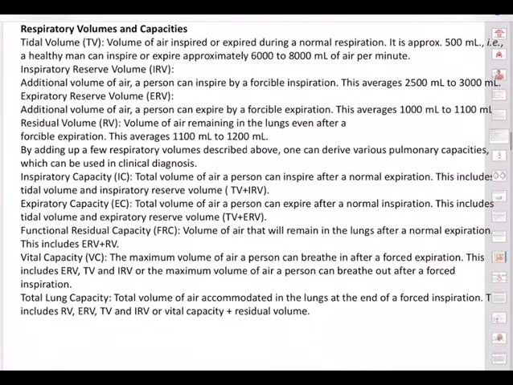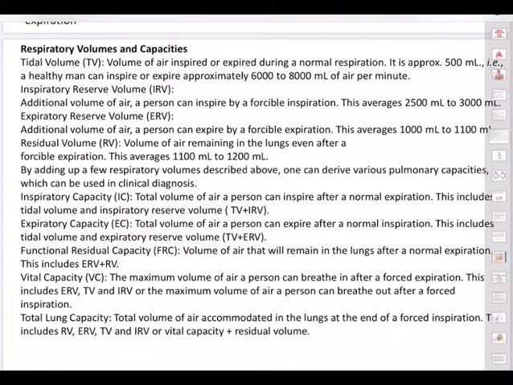So here I want you to remember certain formulae. What are they? VC is equal to TV plus IRV plus ERV. Next, IC, inspiratory capacity, is equal to TV plus IRV. Next, EC, expiratory capacity, is equal to TV plus ERV. Next, FRC, functional residual capacity, is equal to ERV plus RV. Finally, TLC, total lung capacity, is equal to VC plus RV. So these are the formulae you must remember.